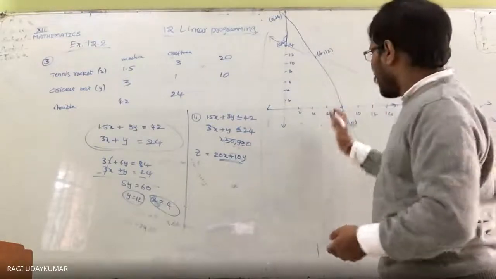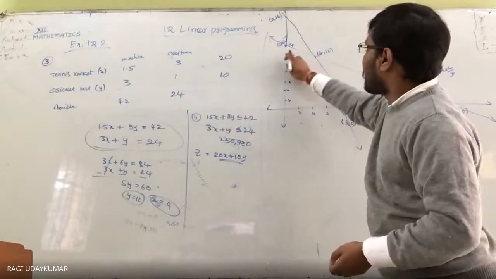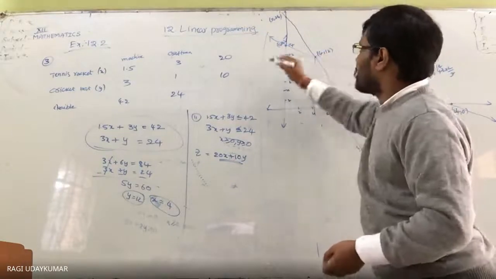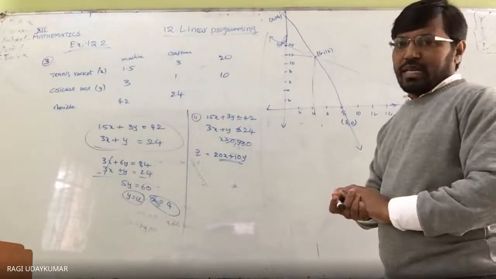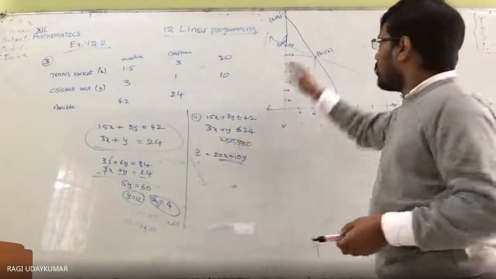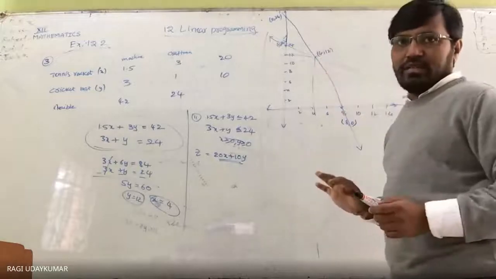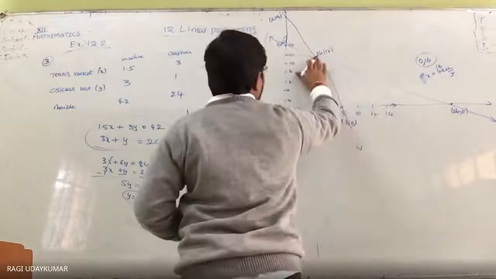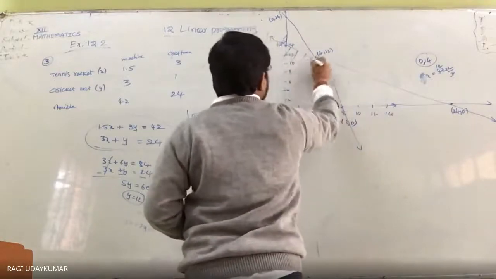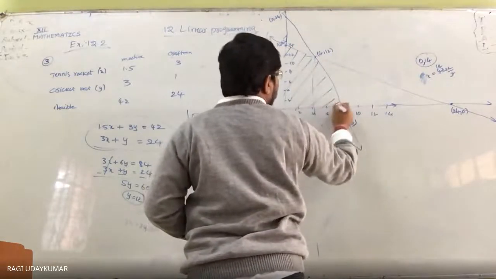Even in the graph, whenever you observe, you are not getting it exactly, but approximately. If you draw the graph exactly, you are going to get 4 comma 12. Even that is not necessary, we have already solved. This is the intersection point of the two lines. So the common region is here. This is the common region. Only this is the feasible region.